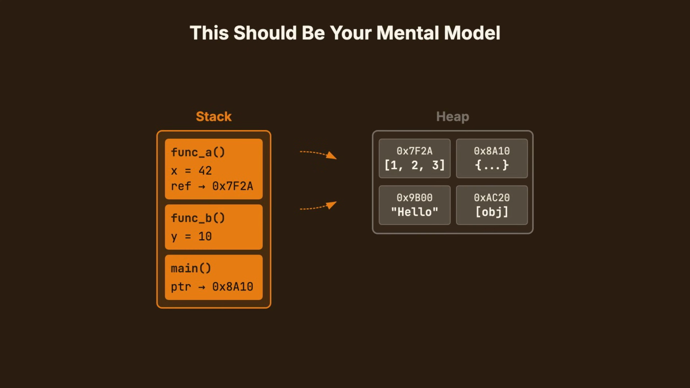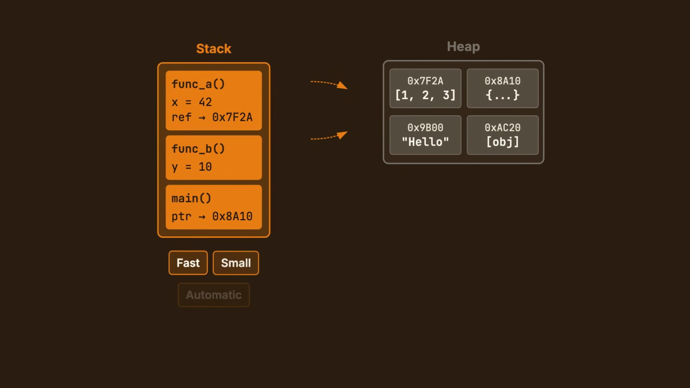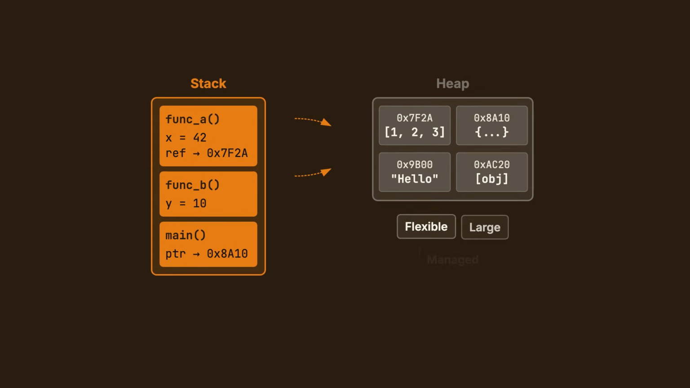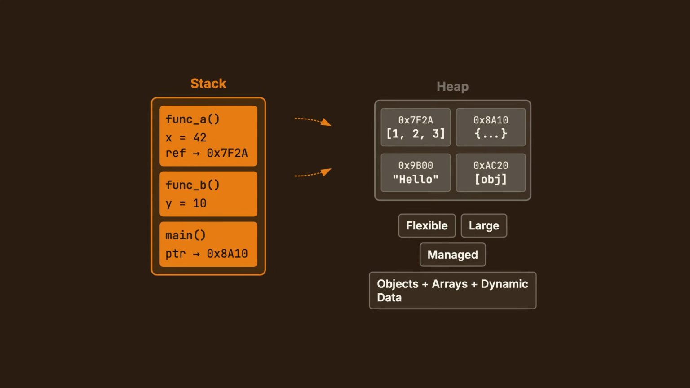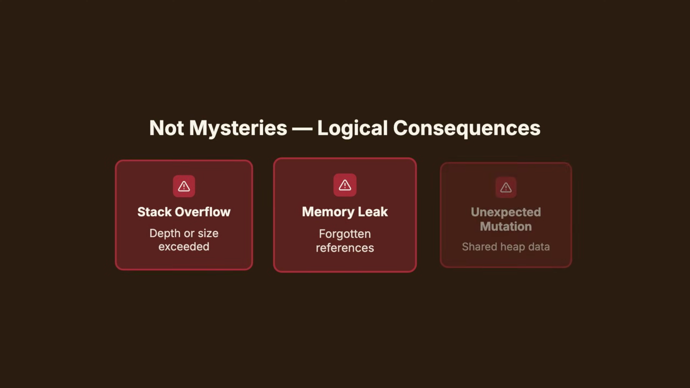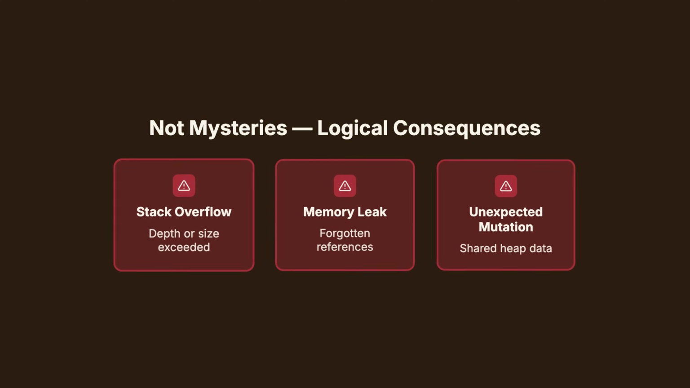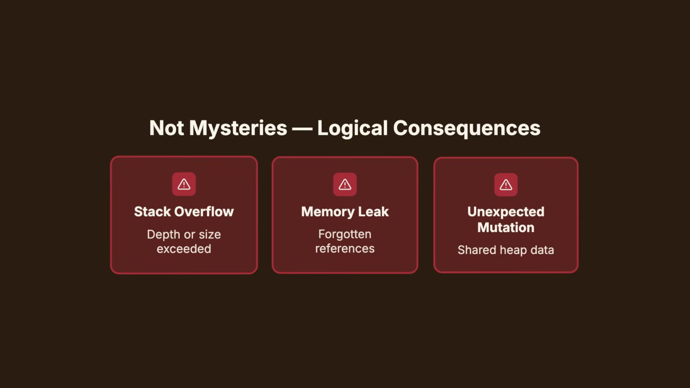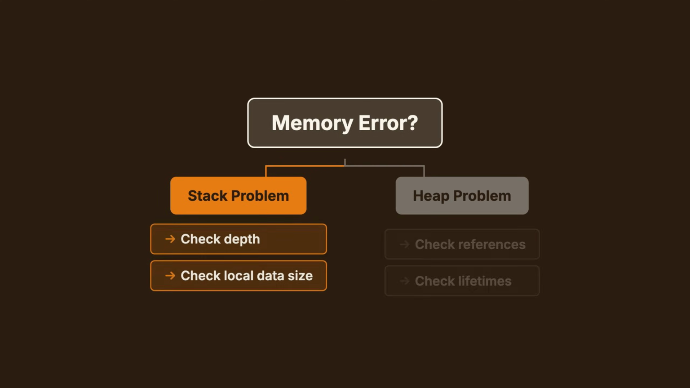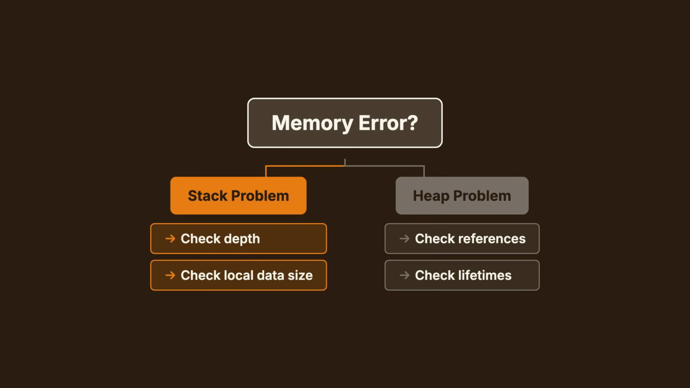This should be your mental model. The stack, fast, small, automatic, holds function frames, primitives, and references. Data dies with the function. The heap, flexible, large, managed, holds objects and dynamic data, lives until nothing references it. Stack overflow, you exceeded the limit. Memory leak, you held references too long. Unexpected mutation, you shared heap data. Not mysteries, logical consequences. Next time you hit a memory error, is it a stack problem or a heap problem? Stack means depth or size. Heap means references or lifetimes.